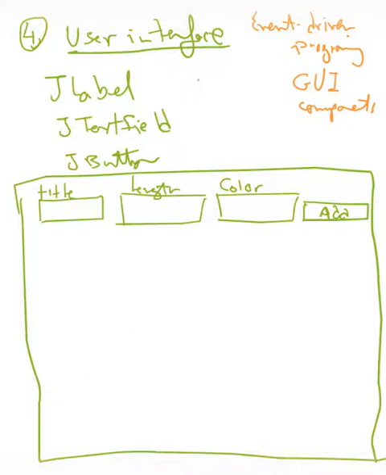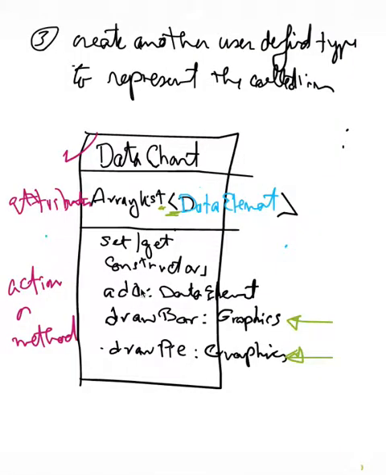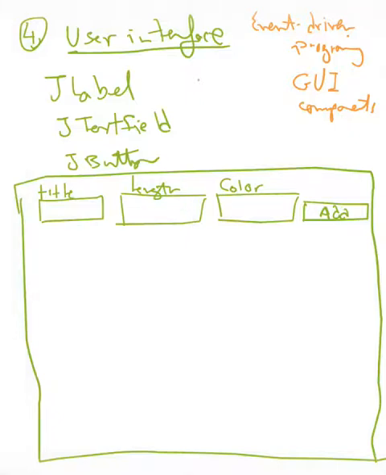When the user hits that button, we need to call on this add method, because this add method will take the data that the user entered in the text field and add it to this array list. So this will be the mechanism through which we will read data from the user.